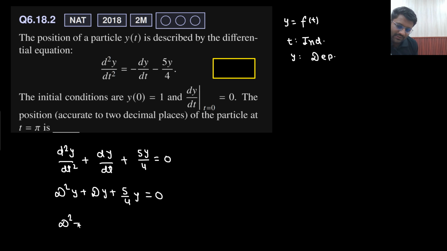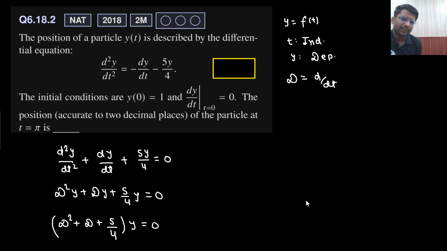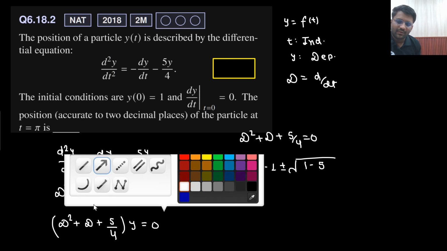So again, what is your characteristic equation? Sir, this is my characteristic equation. Just one thing is that this time your D is nothing but d by dt. That's it. So now I need to put this equals to 0. D square plus D plus 5 by 4 equals to 0. So what is the value of D? The value of D will be minus b plus minus under root b square minus 4ac upon 2a.